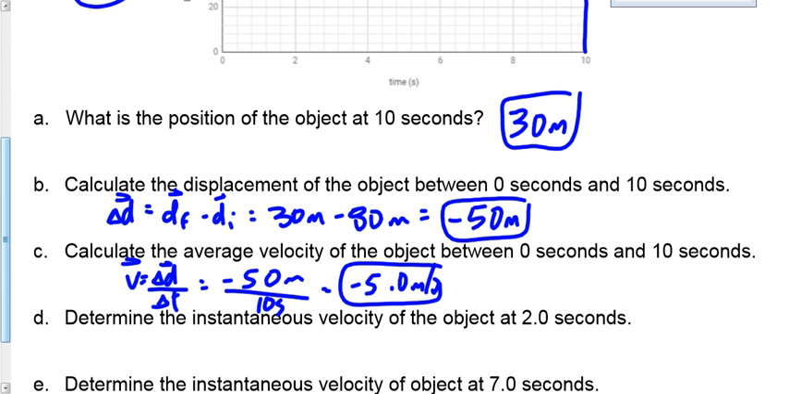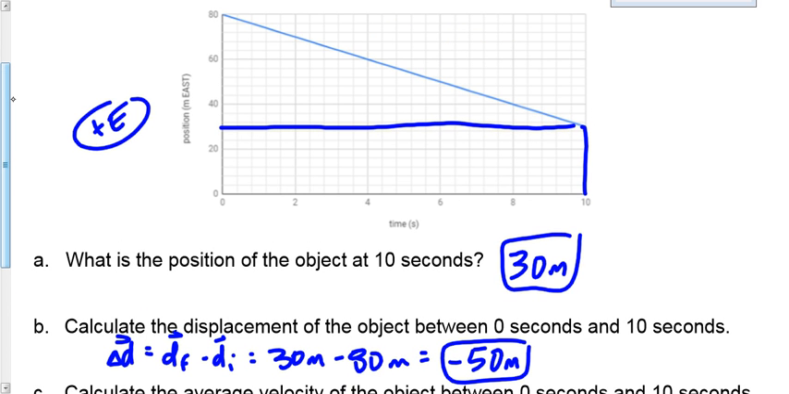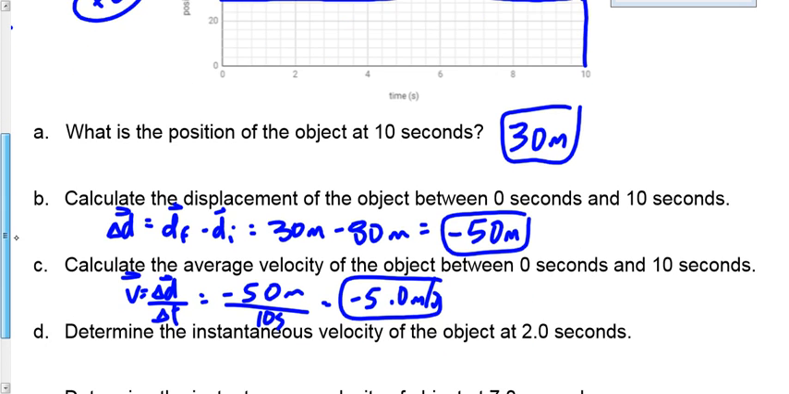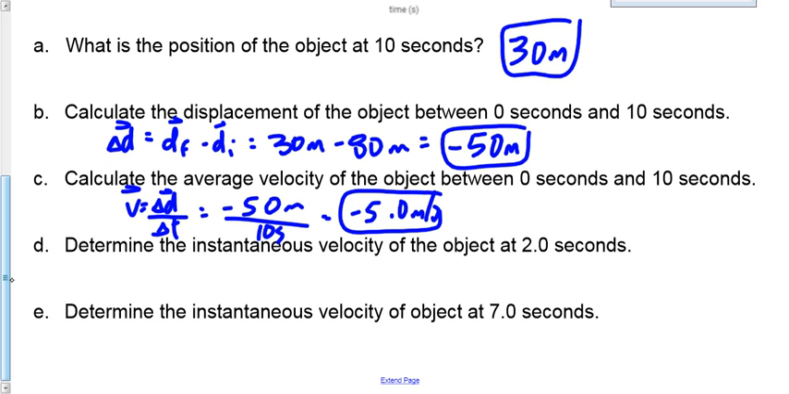The instantaneous velocity at 2 seconds. What do we know about the velocity in this graph? It's a straight line, right? So what do we know about it? It's constant. Yeah, it's not changing. Somebody said it's not changing. If it's not changing, and the average is negative 5, then what's the instantaneous velocity at 2 seconds? Negative 5. If it's not changing, and the average is negative 5, then the velocity at 2 seconds must be negative 5. What about at 7 seconds?